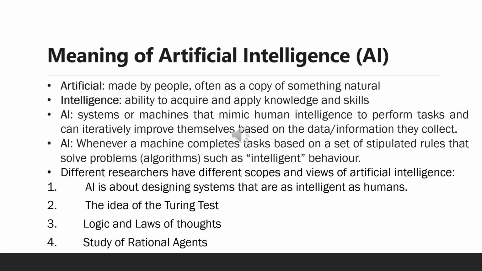Okay, the first slide for this class today is the meaning of artificial intelligence. We all know that the term artificial intelligence can be divided into two: we have artificial and we have intelligence. When we are talking about artificial, we are talking about things that are made by people, and when we are talking about intelligence, we are talking about the ability to acquire and apply knowledge and skills.